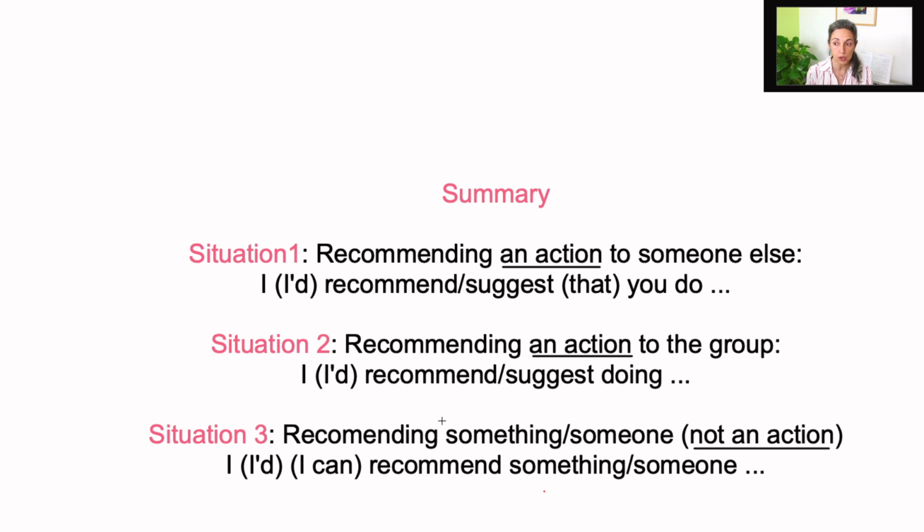And the third situation is recommending something or someone. This time it's not an action. And then you can only use the verb recommend, never use suggest. And then you can say I recommend, I'd recommend, a bit more polite, or I can recommend. You can even say I can certainly recommend, I can definitely recommend, and then you say what it is or who it is that you are recommending.